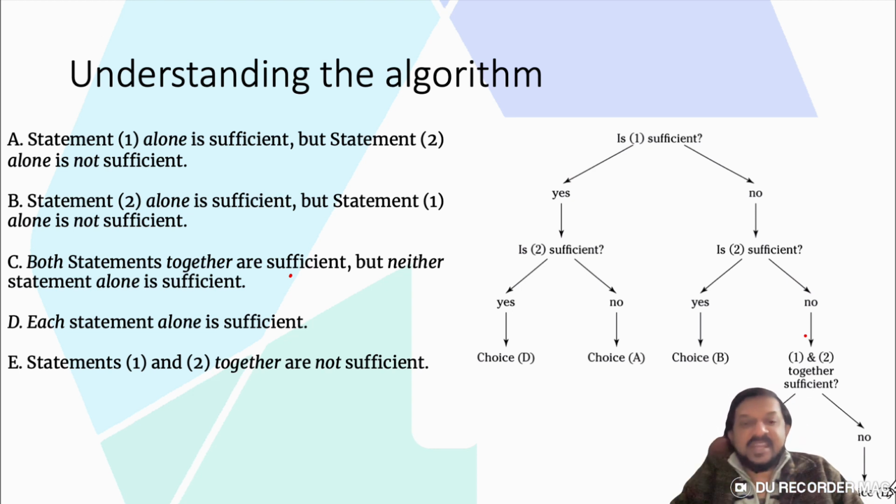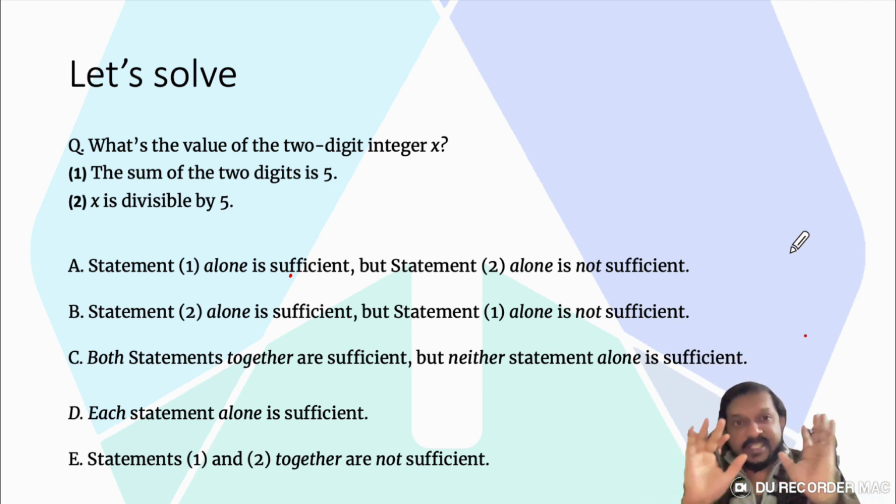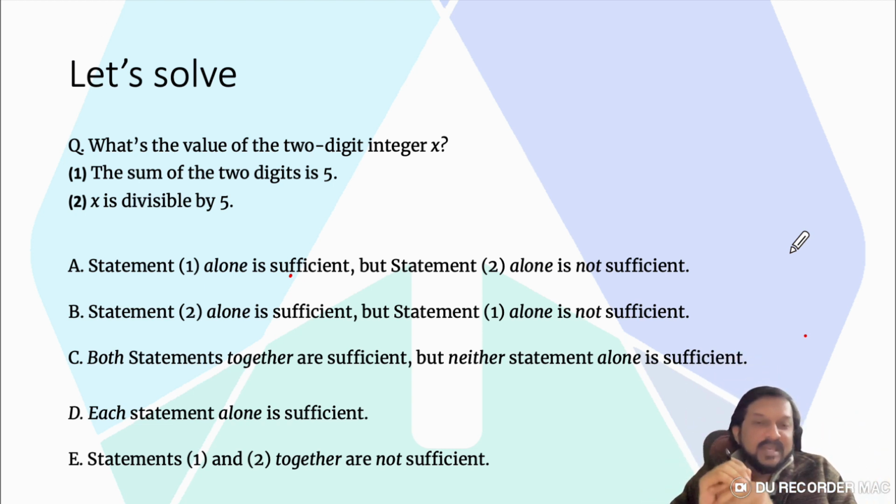Now, this is the tricky part and that is where you need to keep this in mind. Let's try to see if we can solve this question. In this question, they're asking for the value of the two-digit number x. And we have been given two data: the sum of the digits is 5 and x is divisible by 5. Now, if you know the concepts, the first step, and please remember, you need to be religious about it, is that you look at the statements independently.